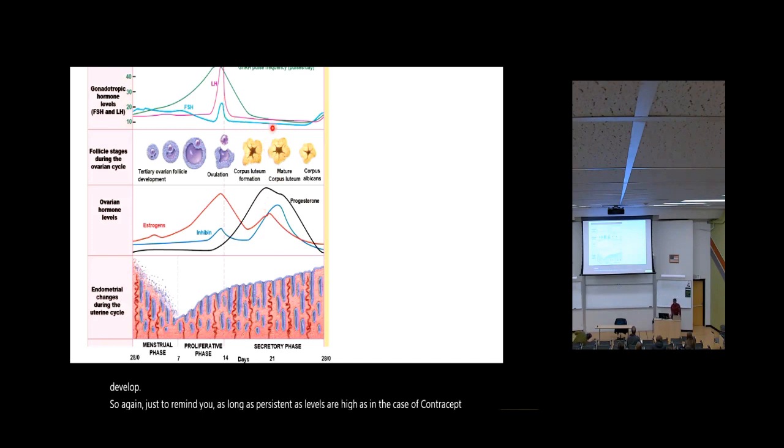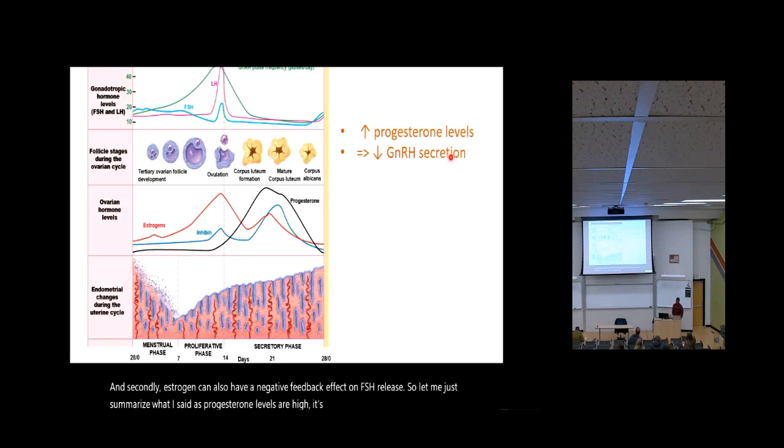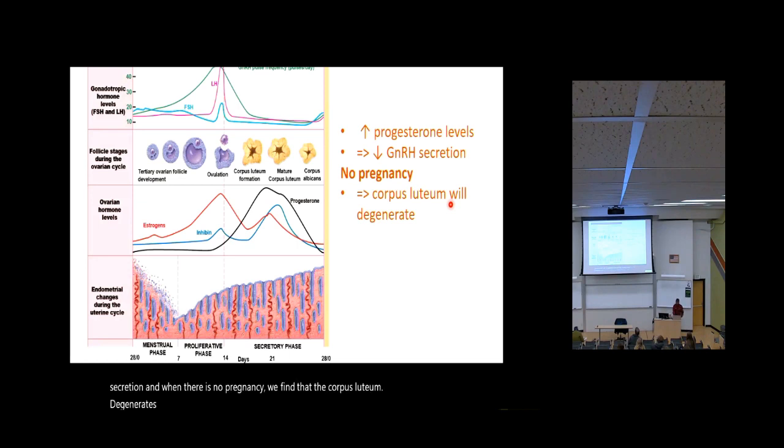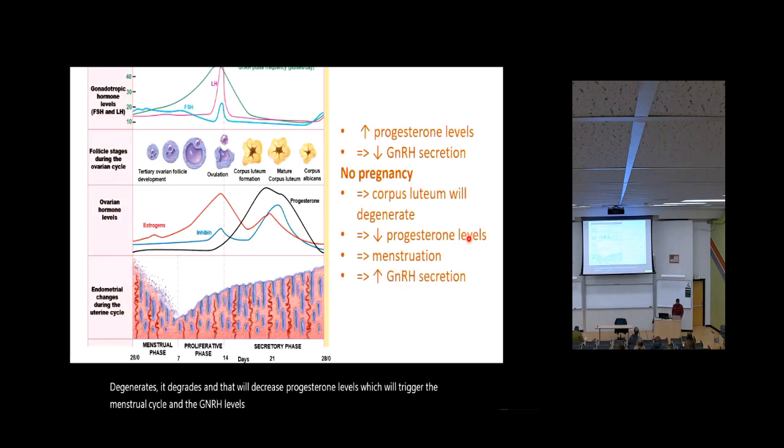So again, just to remind you, as long as progesterone levels are high, as in the case of contraceptives, you will not have ovulation taking place, and that can prevent pregnancies. And secondly, estrogen can also have a negative feedback effect on FSH release. So let me just summarize what I said. As progesterone levels are high, it's going to decrease the GnRH secretion, and when there is no pregnancy, the corpus luteum degenerates, and that will decrease progesterone levels, which will trigger the menstrual cycle, and the GnRH levels go up again and a new cycle begins.